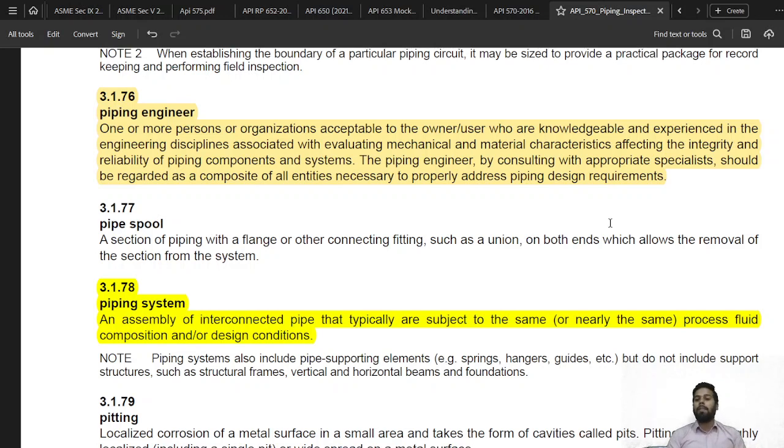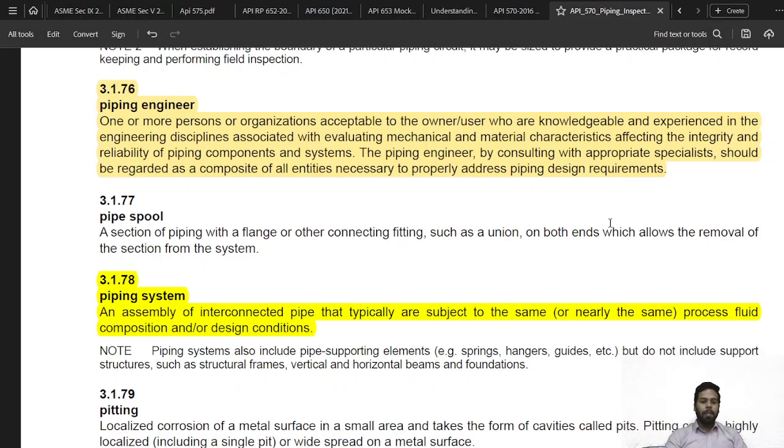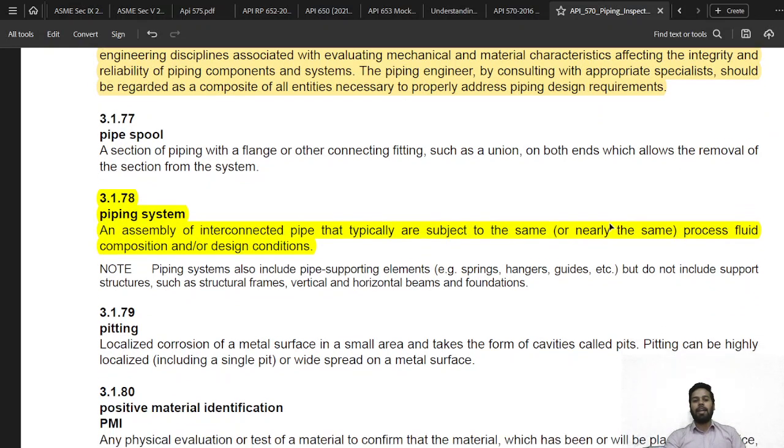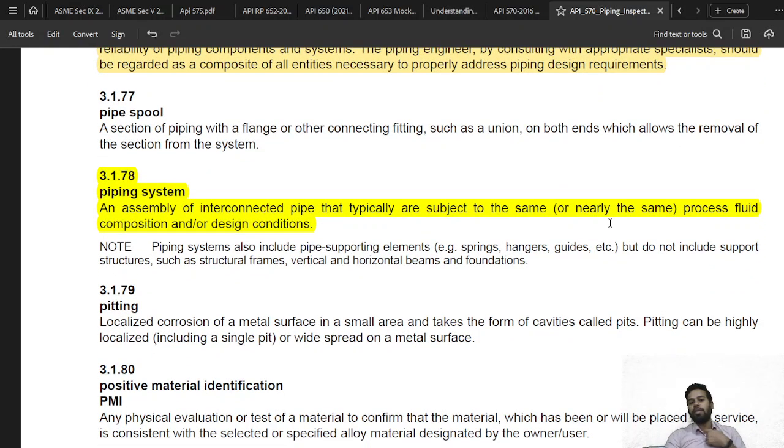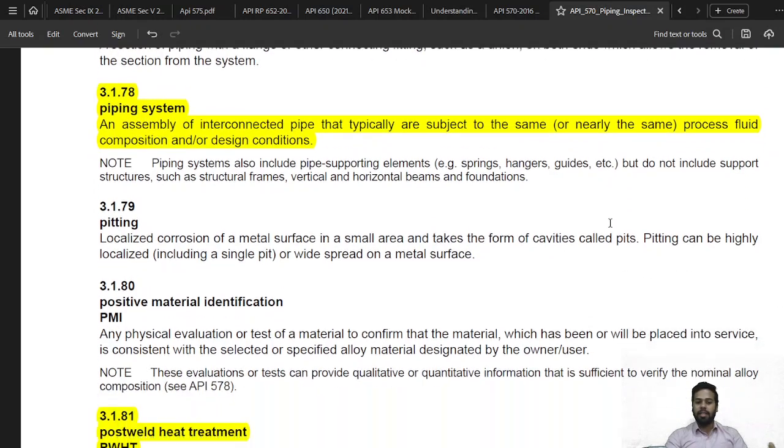A piping engineer, by consulting with the appropriate specialist, should be regarded as the composite of all entities necessary for properly addressing the piping design requirements. He's not an inspector, he's an engineer. The inspector will inspect and he might give some recommendation, but the engineer generally will check whether all of these requirements are as per the requirements of the engineering analysis or not. Piping system is an assembly of interconnected pipes that are typically subject to the same process fluid composition and other design conditions.